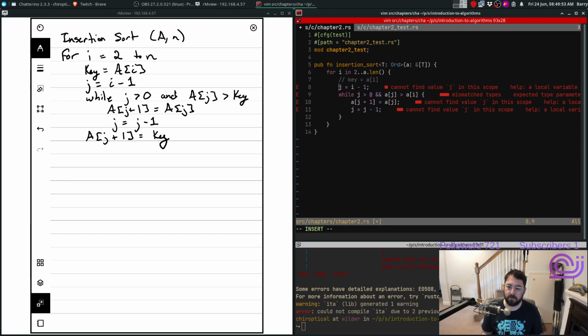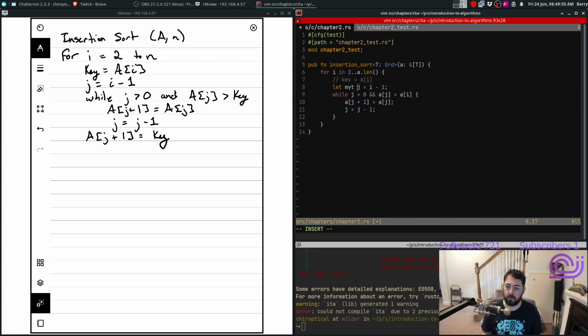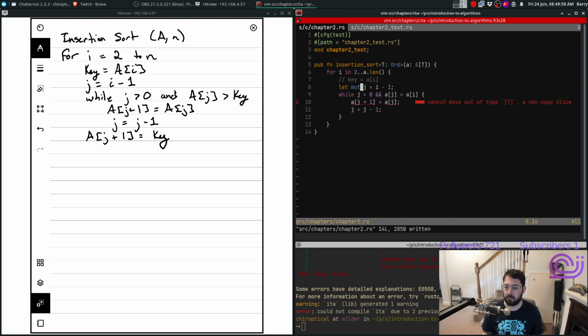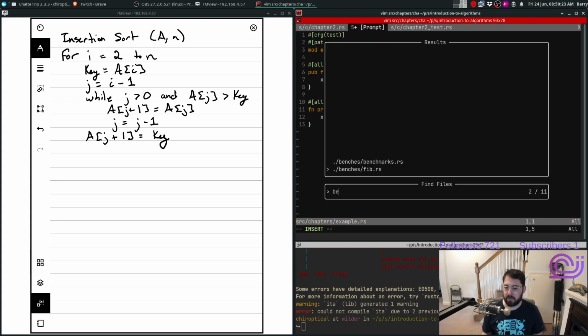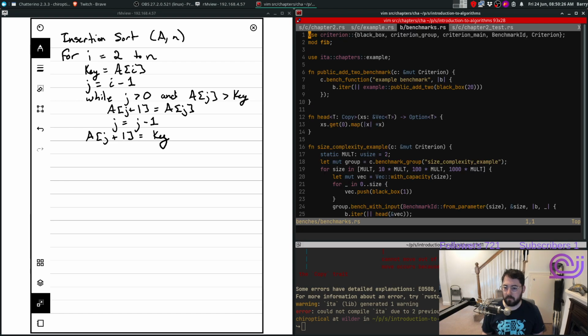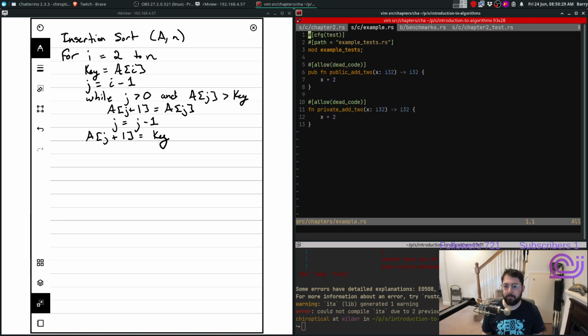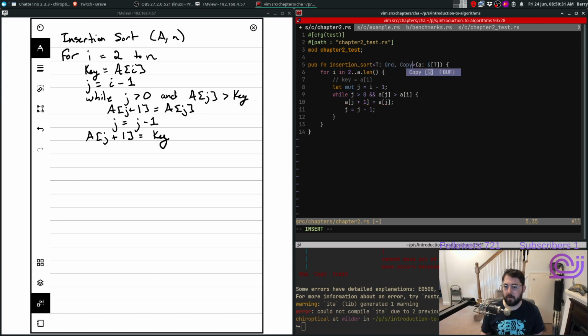And we can probably just say this. All right, so we need to be able to get this thing. So this also needs to include that other thing that we had before. I think we had this in the benchmarks somewhere. Copy, yeah. So this thing needs to have Ord and Copy.